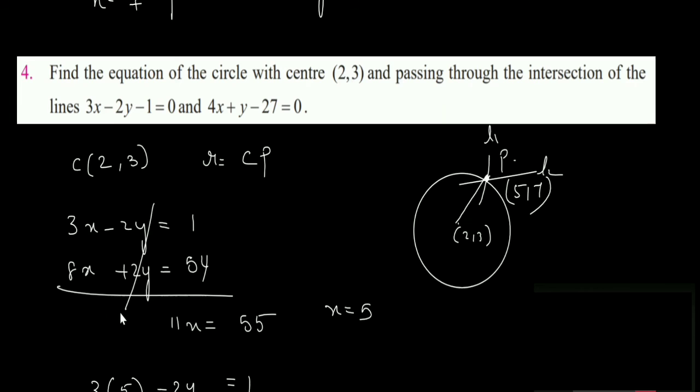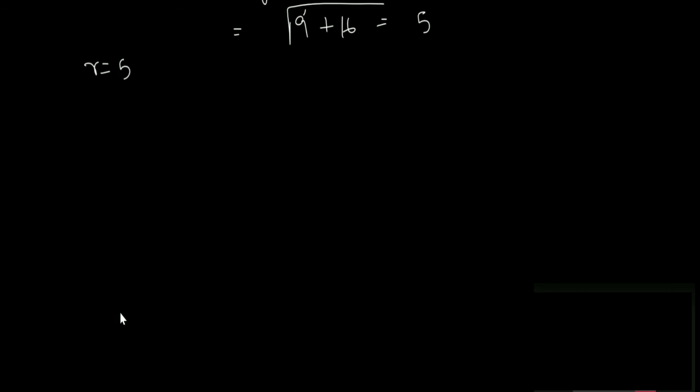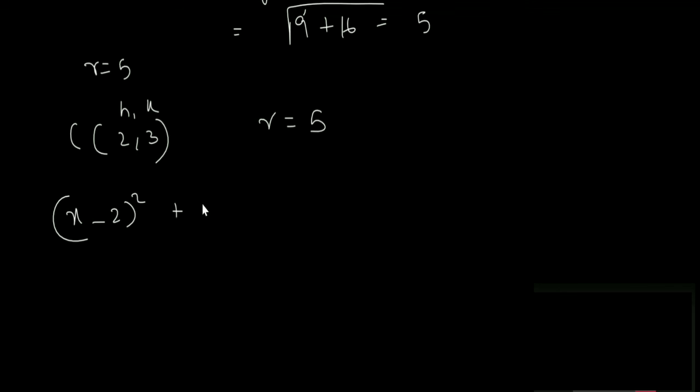Substitute here. So we know the center is at 2, 3 and radius is 5. So the equation is x minus h. This is h and this is k. So x minus 2 the whole square plus y minus 3 the whole square is equal to 5 square.